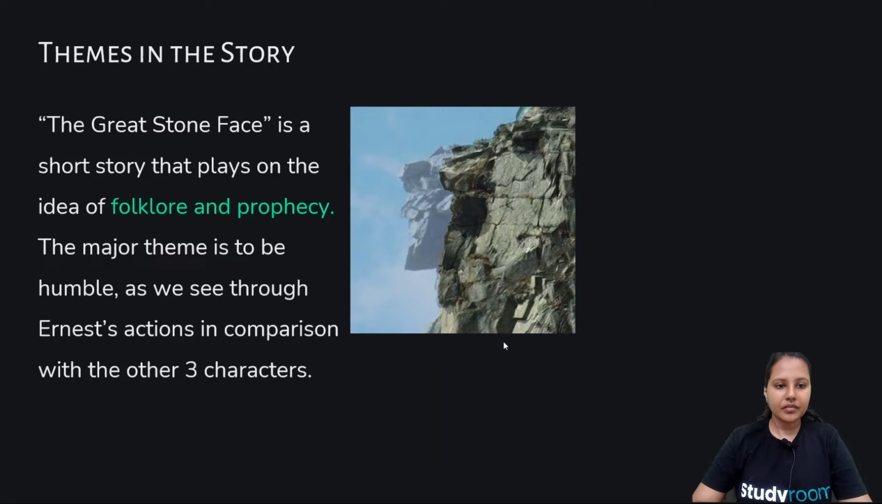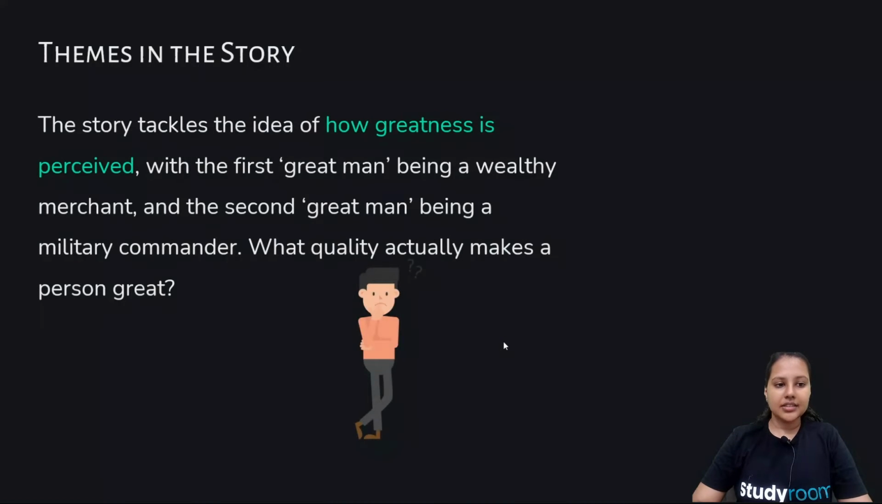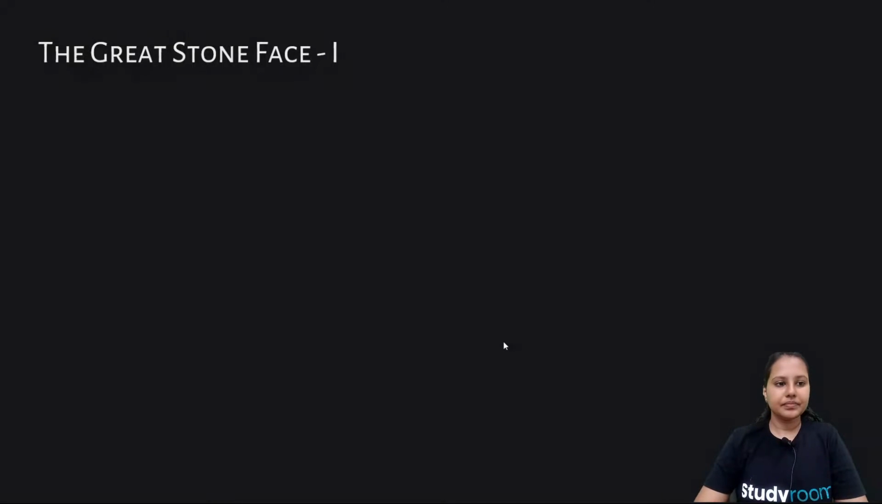Now this story tackles the idea of how greatness is perceived, with the first great man being a wealthy merchant, the second great man being a military commander. What quality actually makes a person great? So through different people in different situations, one of them a very wealthy merchant, one of them a military commander, the author has tried to bring in the theme of humbleness and how greatness has been perceived. Now let's begin reading the story.